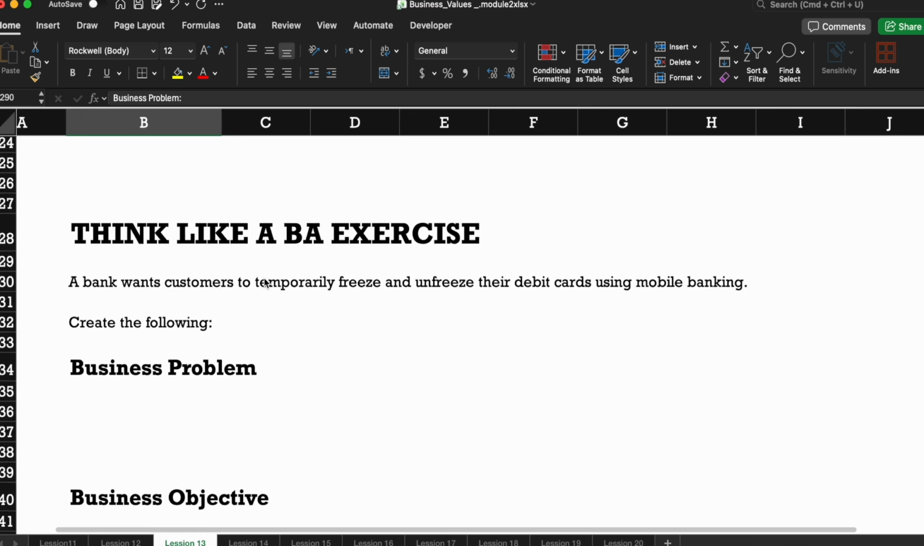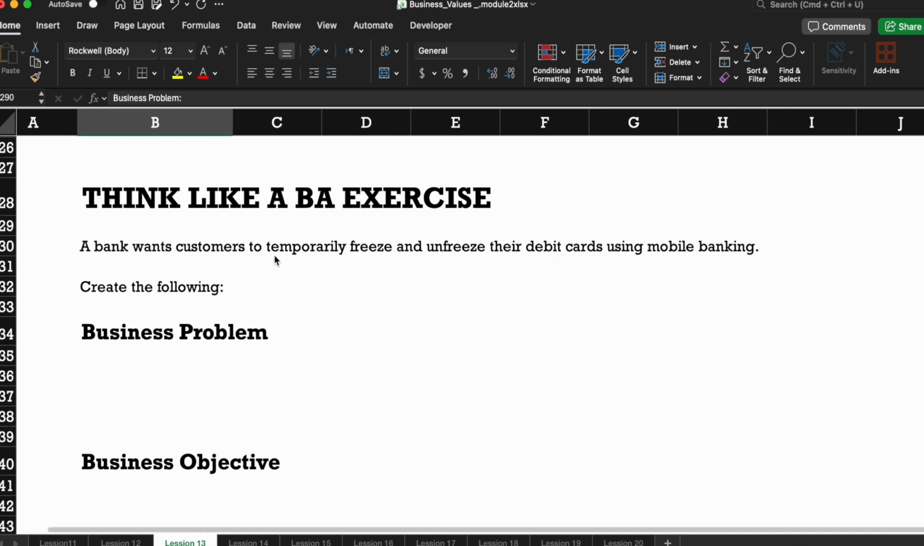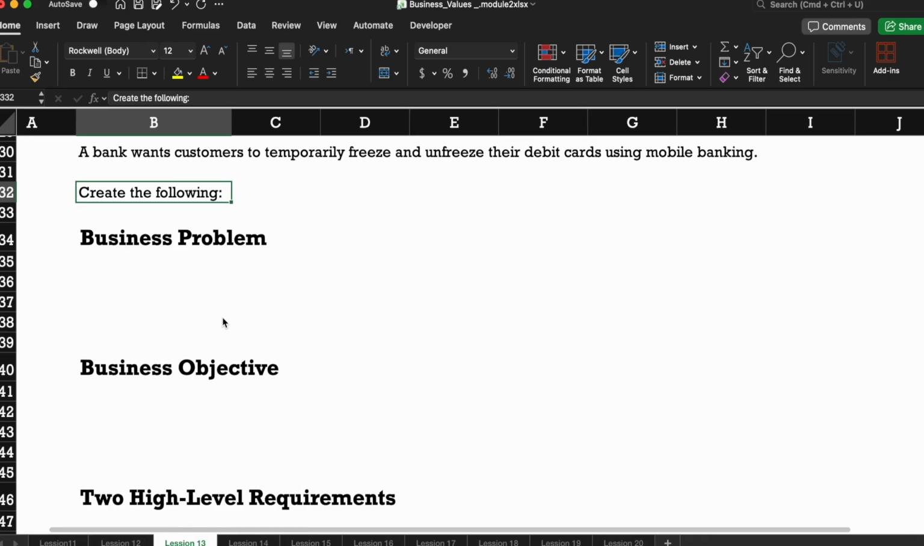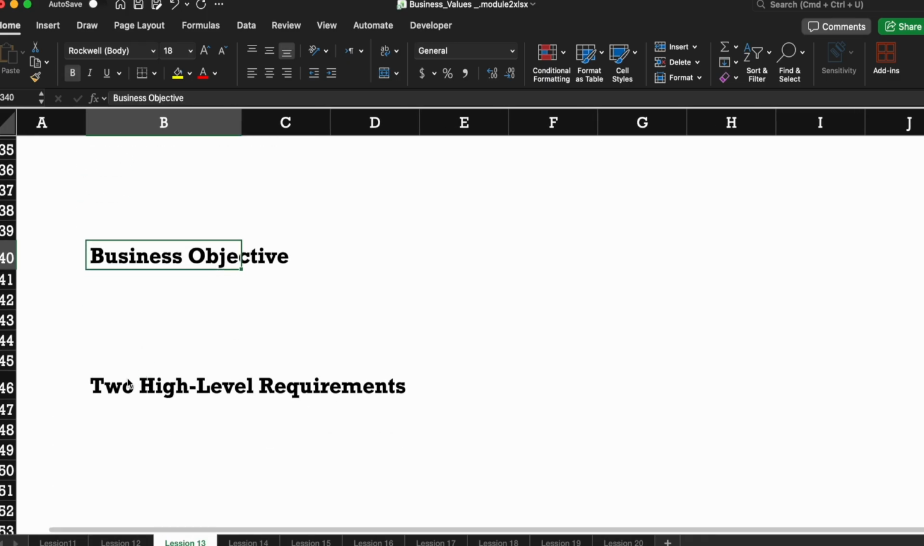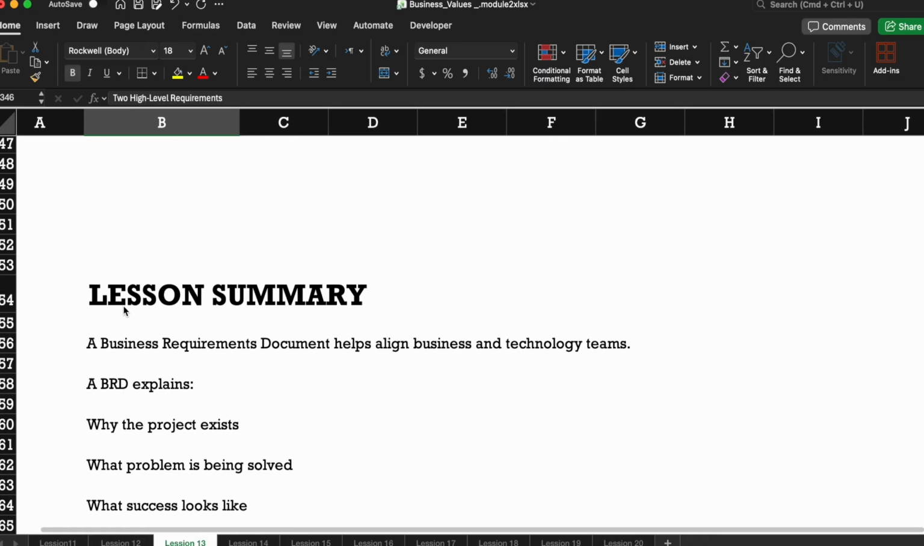Okay, so think like a BA exercise. A bank wants a customer to temporarily freeze or unfreeze their debit card using mobile banking. So create the BRD. So: business problem, business objective, two high level requirements, lesson summary.